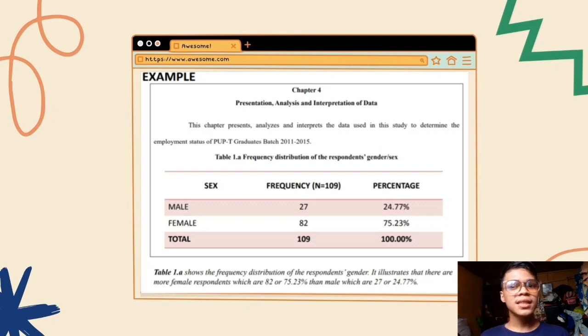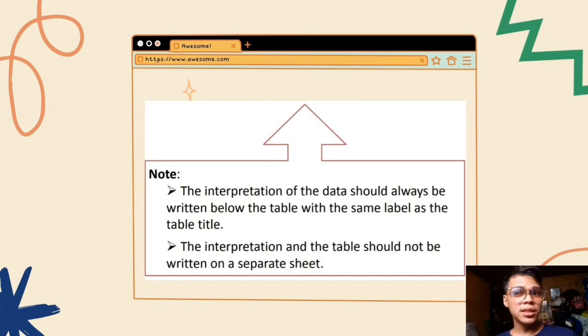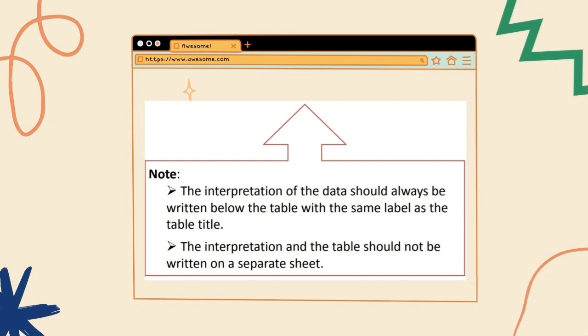It illustrates that more females responded, which are 82 or 75.23%, than males, which are 27 or 24.77%. Note: the interpretation of data should always be written below the table, at the same level as the table title. The interpretation and the table should not be written on separate sheets.